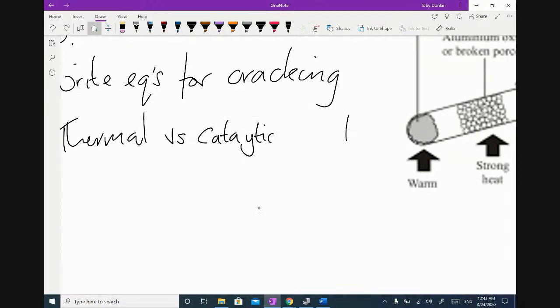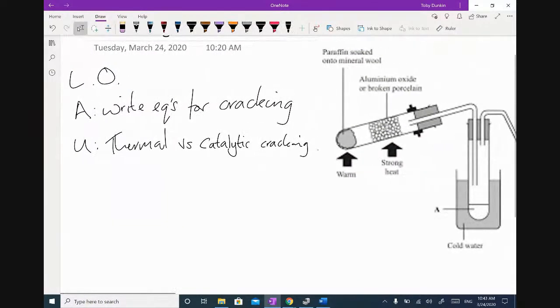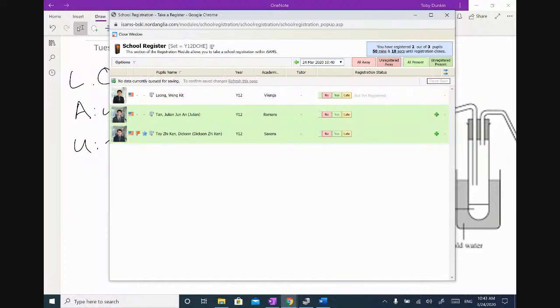I love how my laptop just randomly loses letters. It's amazing. Thermal versus catalytic cracking. There we go. Amazing. Woo! Is that Dixon? Oh my goodness me. Cool. That means I can finish my register. I think I've got all of you now. Yeah, that'll do. Okay, cool.